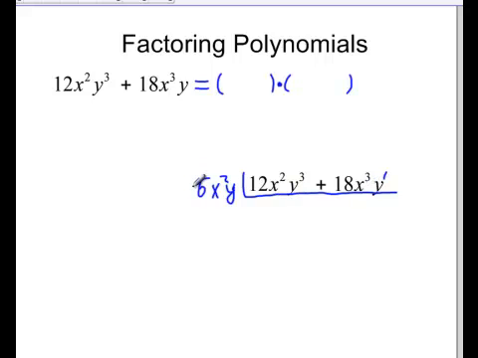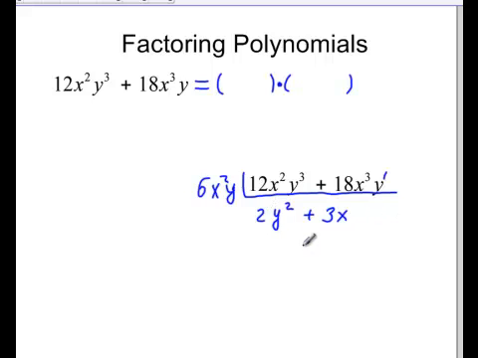So I'm going to divide 6x squared y into the first term. It's going to give me 2. x squared goes into x squared one time. y into y cubed is y squared. And plus, 6 goes into 18 3 times. x squared into x cubed is just x. And y into y is 1. Nothing else. There are no common factors here.